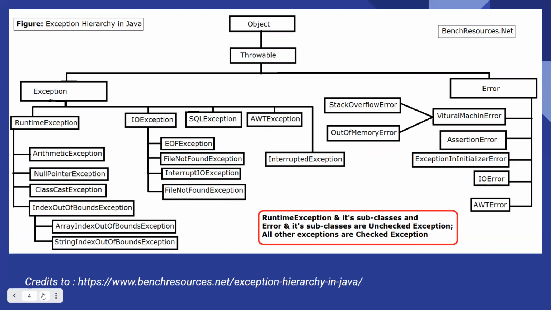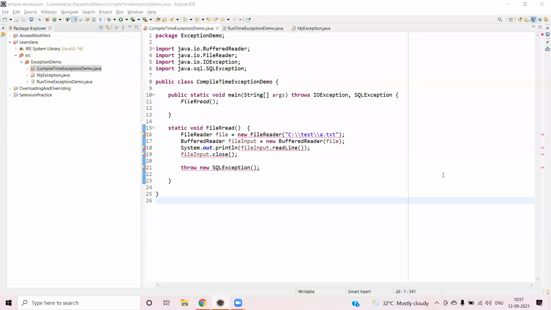category. So let's jump into the practical and see the different ways we can see the exceptions, and we can create our own exception, and we can see different ways of handling the exceptions, such as try catch finally or the throws keyword. So let's start with the practical.